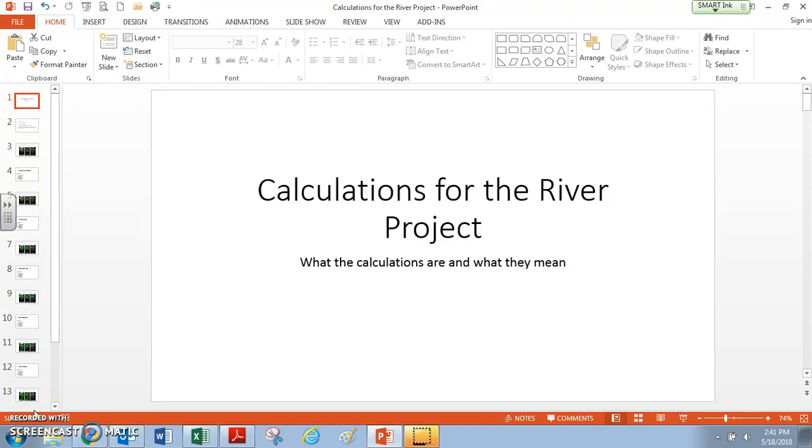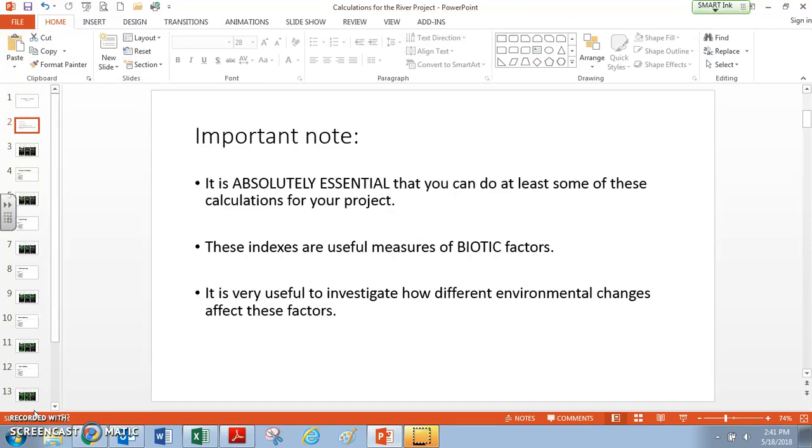I want to talk to you about calculations for the river project. There's 6 of them, and we want to be able to figure out what these calculations are and what they mean. An important note is that it is absolutely essential that you can do at least some of these calculations for your project. You don't have to be able to do all of them, but you should at least be able to do a few of them with some precision.